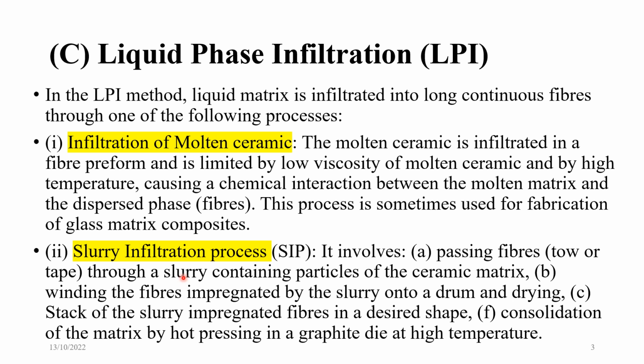So the stack of the slurry impregnated fibers in a desired shape is then consolidated by hot pressing in a graphite die at high temperature. So these particles have to change in shape based on the die used. So they cannot stay at their position. So the particles have to be uniformly converted into a dispersed matrix, and that is assisted by the hot pressing in a graphite die.